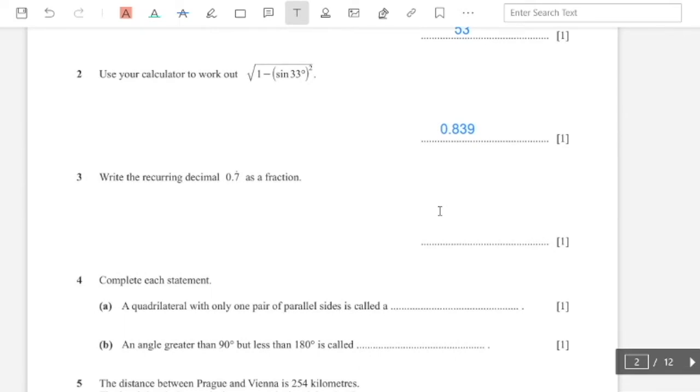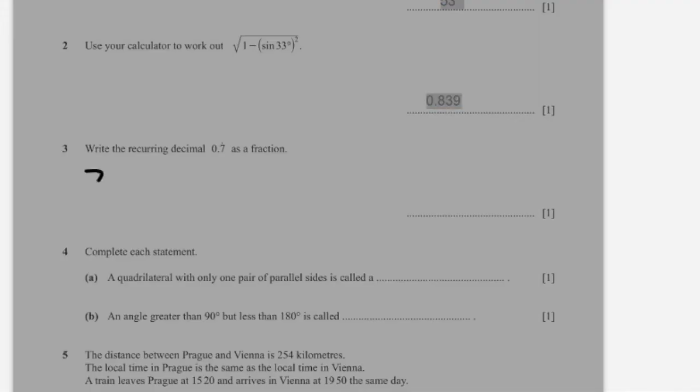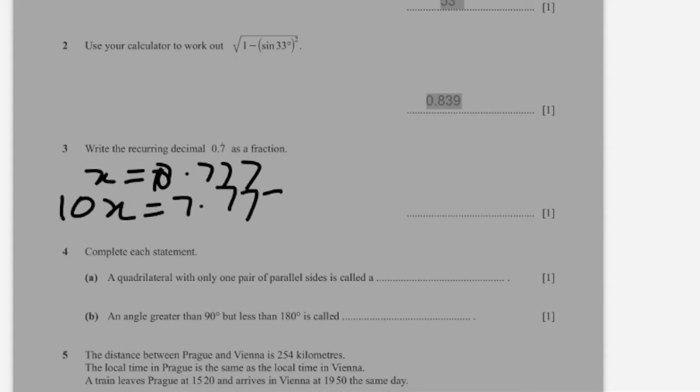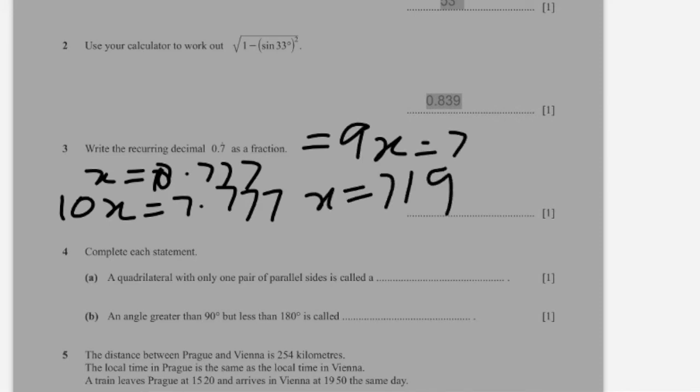3. Write the recurring decimal 0.7 as a fraction. Okay, so let's assume x is equal to 0.777 and we multiply the whole equation by 10. So this becomes 10x is equal to 7.777. Notice that I write the same number of 7s after the decimal point, and now I'm going to be subtracting the second one from the first one. So this gives us the answer of 9x is equal to 7. x is equal to 7 by 9, 7 divided by 9.